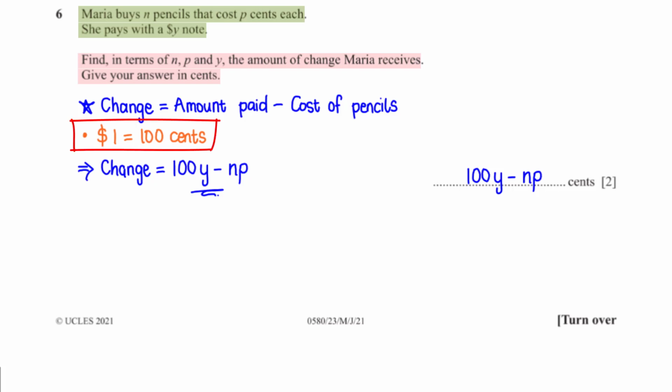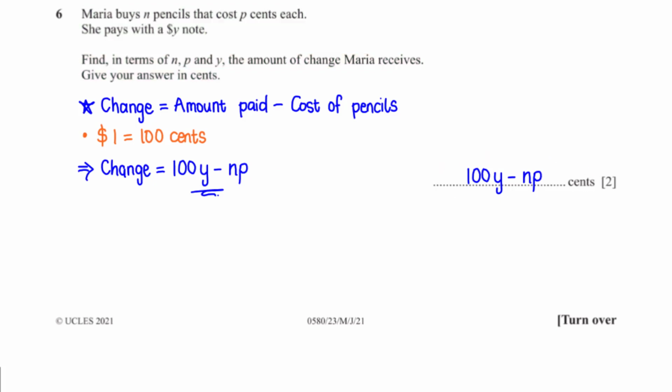The amount she paid is Y dollars. $1 is equivalent to 100 cents, and so the amount she paid is the same as 100Y cents. The total cost of the pencils is the unit cost of the pencil, which is P cents, times the number of pencils she bought, which is N. And so our final answer is 100Y minus NP cents.